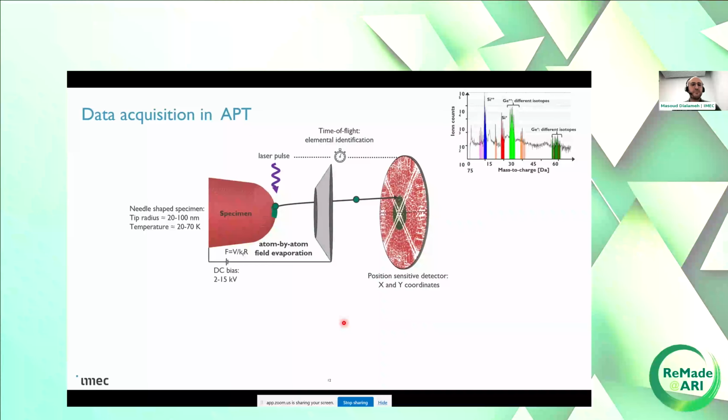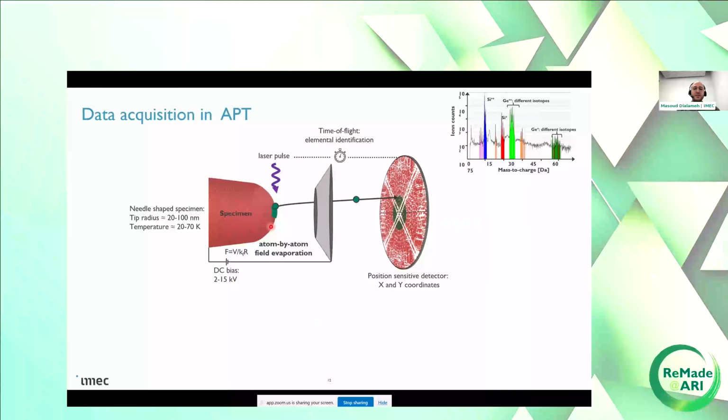Once the sample is prepared, we load it into the analysis chamber. So this is the specimen. Typically, the operation temperature is somewhere between 20 to 70 Kelvin. We apply a very high DC potential to the tip. You're talking about some thousands of volts. This is to create a very intense electric field at the apex of the specimen.